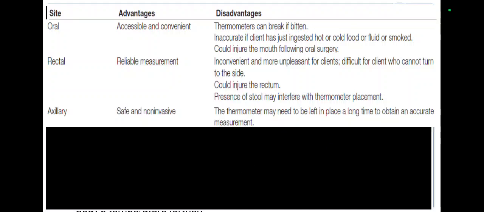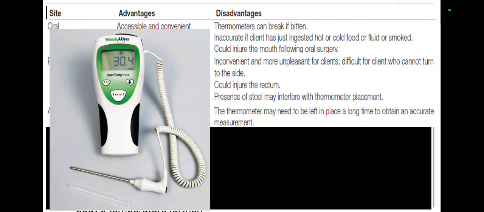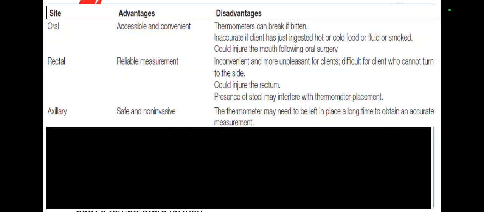Okay, so here are the sites and the equipment that we can use in order to check the different body temperature. It's either core temperature or surface temperature. For the oral, the advantages of this one are that it is accessible and convenient. Now, this is actually a core temperature, oral. For the rectal, it is a reliable measurement because it can also check the core body temperature of your patient. For the axillary, this is usually safe and non-invasive, and it's actually the surface body temperature.